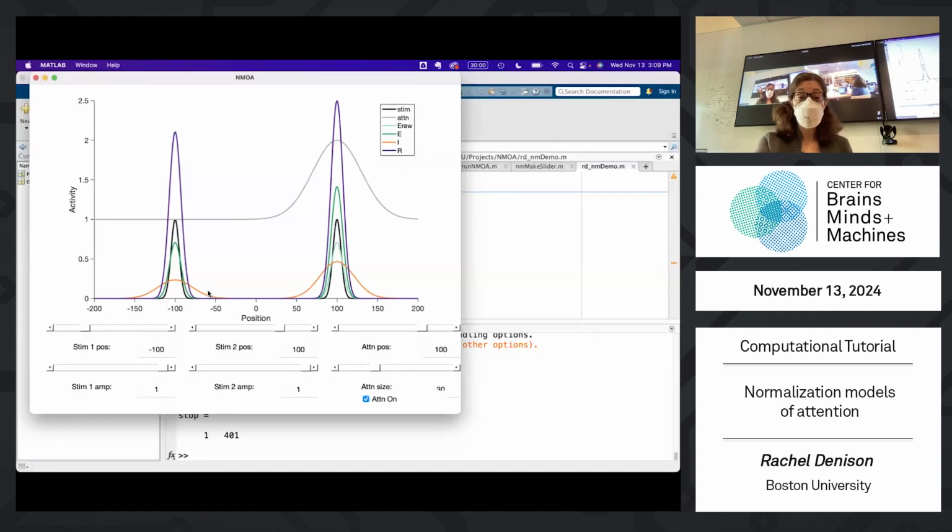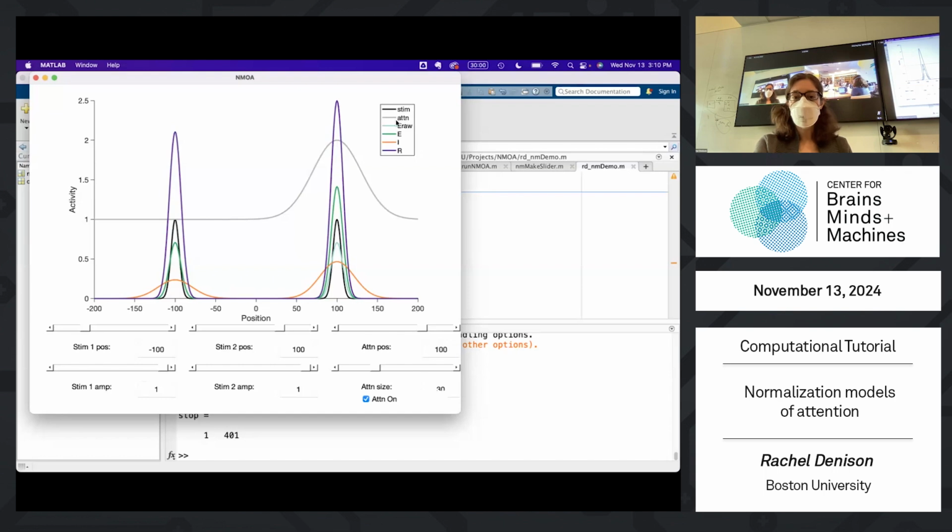Okay, so here we have the GUI, and what we're looking at here is on the x-axis we have position, and what we're showing is there's actually two stimuli. The black line is where the stimulus is. Everything's Gaussian. This is stimulus number 1, which is over on the left side of this one-dimensional space. And this is stimulus number 2, which is over on the right side. So this is a very simple world. We just have one dimension of space, and we have two stimuli that are sitting there.